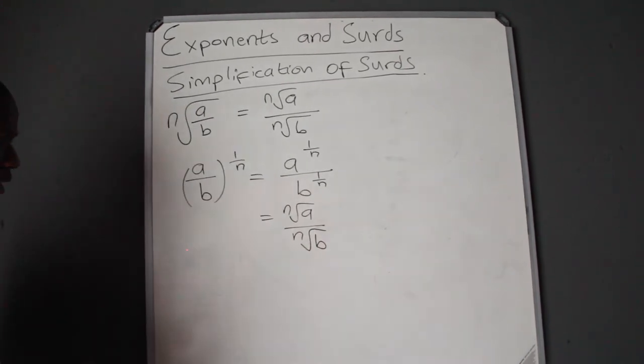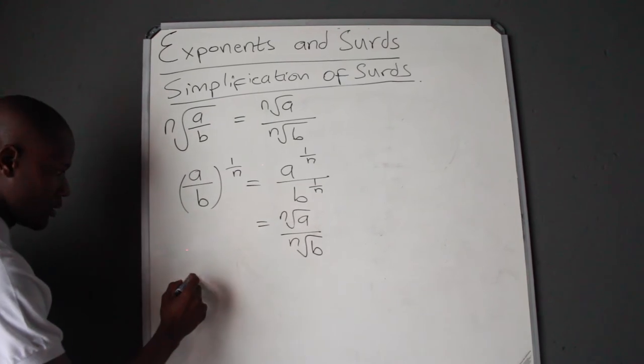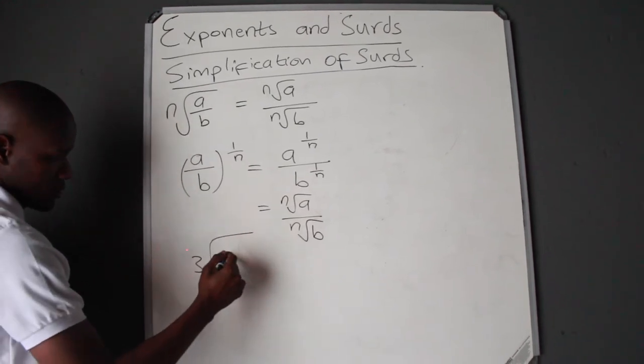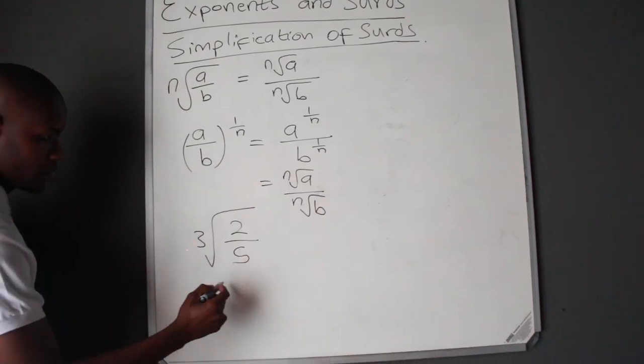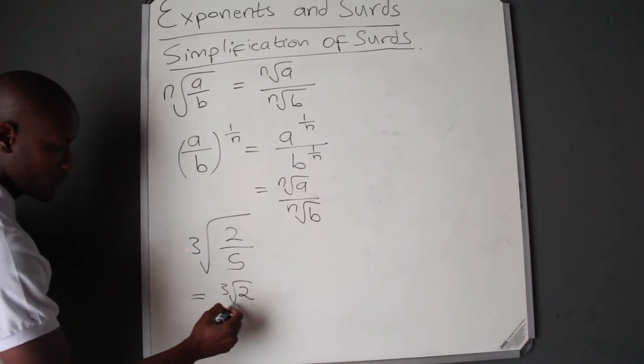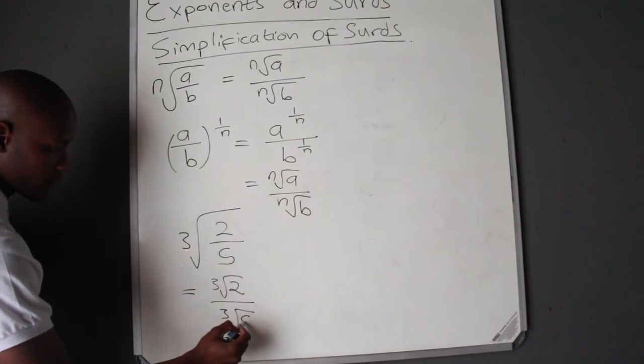So if we have the cube root of 2 over 5, it is going to be the cube root of 2 over the cube root of 5.